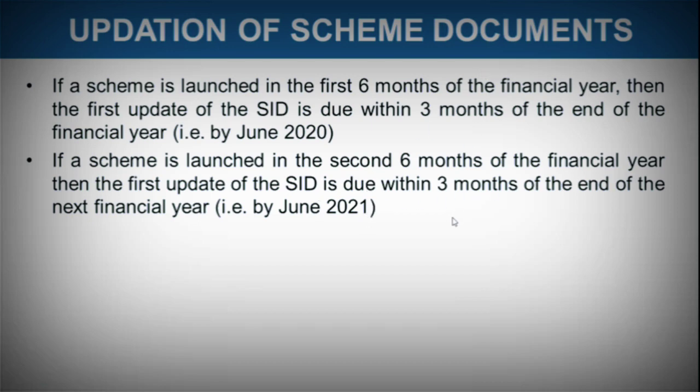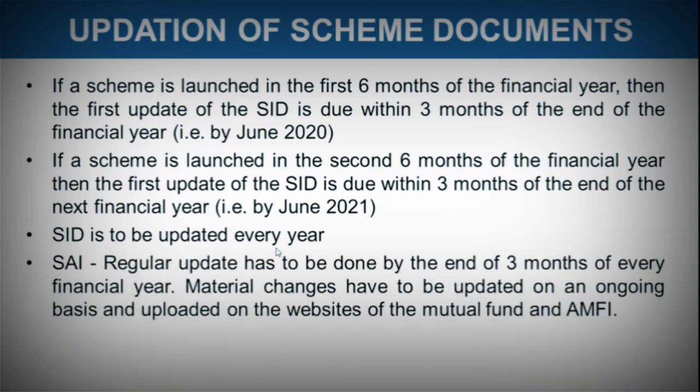You can see that it is being updated at least annually, and the due timing is 3 months after the end of the financial year. Now, SID is to be updated every year. We got an idea that it is being updated annually. SAI, again, has to be regularly updated, by the end of 3 months of every financial year. So the same concept, this update is to be done annually.